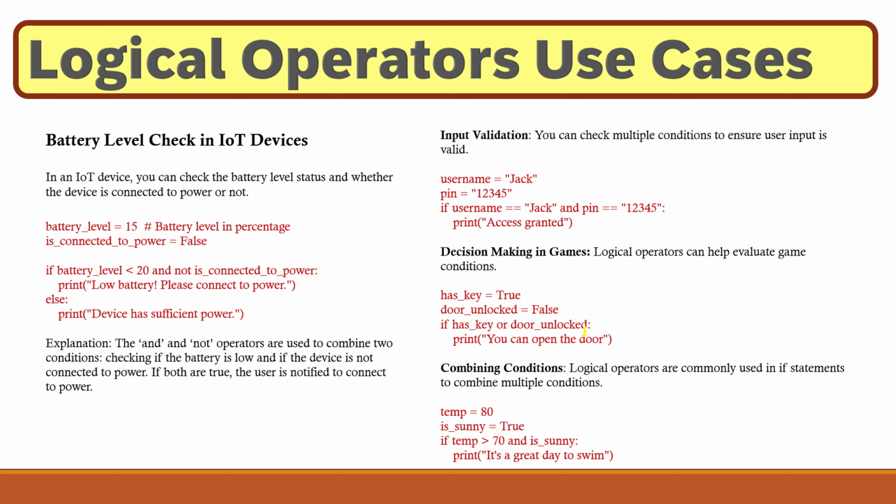So logical operators are used in if statements to combine multiple conditions. For example, temperature equals 80, is_sunny equals True. If temperature is greater than 70 and is_sunny, so we're using the and logical operator here, then let's print it's a great day to swim.